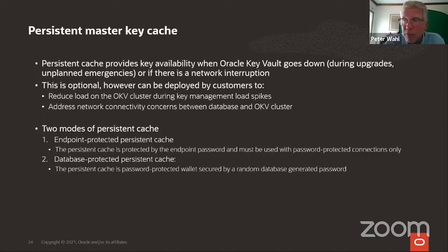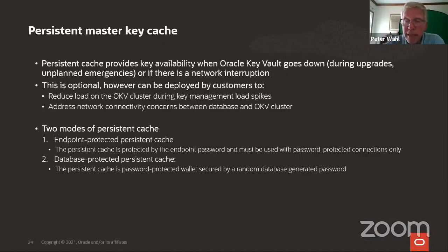The default lifetime of the persistent cache is 24 hours. It can be extended. I set it sometimes to 72 hours to give me enough time to upgrade my cluster. And it certainly helps to reduce the load on an OKV cluster during peak times, right? Because you can set your databases to talk to the persistent cache first and then talk to OKV if the key has expired.